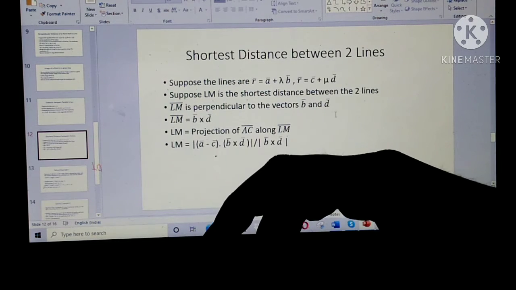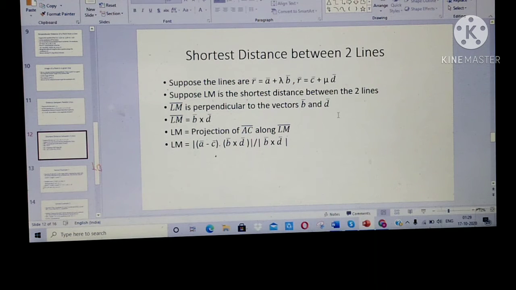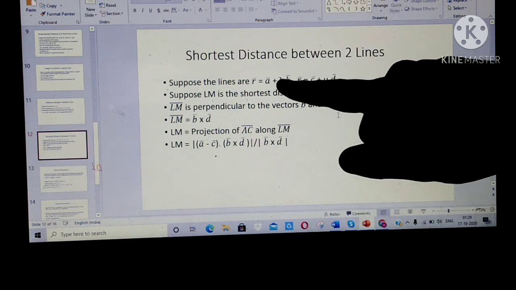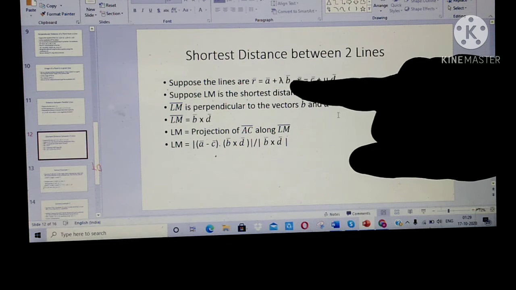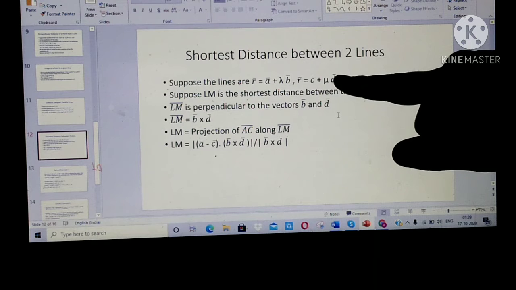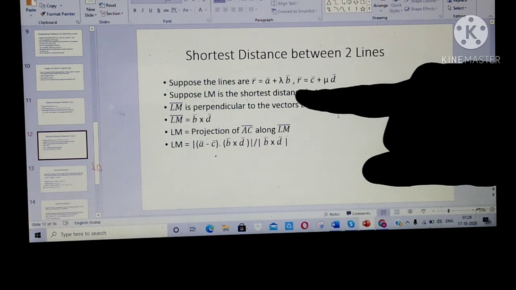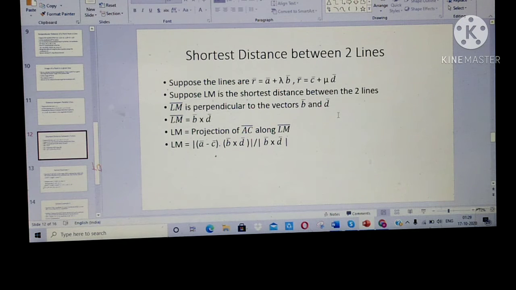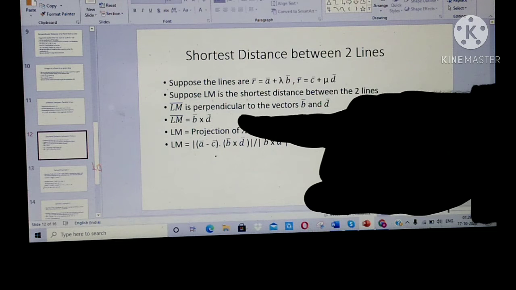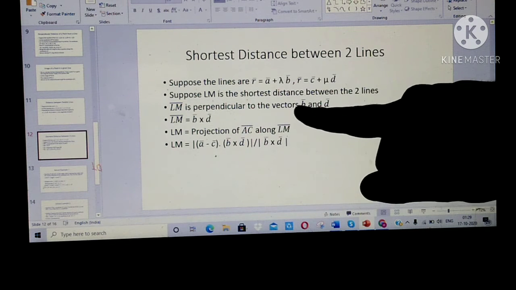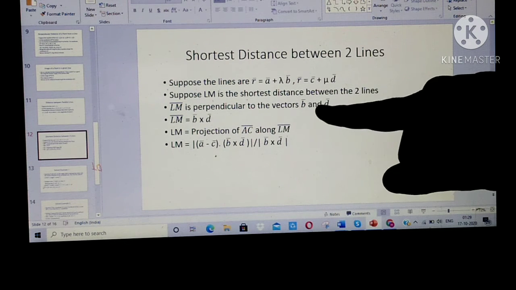Going further, how do you find shortest distance between two lines? If two lines are given, how to find the shortest distance between them? So suppose first line is r vector equal to a plus lambda b, the other line is r vector equal to c plus mu d. Suppose LM is the shortest distance between these lines. So what we do here is, we first find the LM vector. LM vector is perpendicular to both the vectors, b vector and d vector.